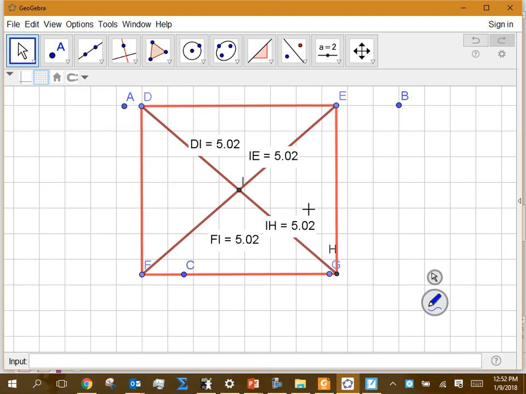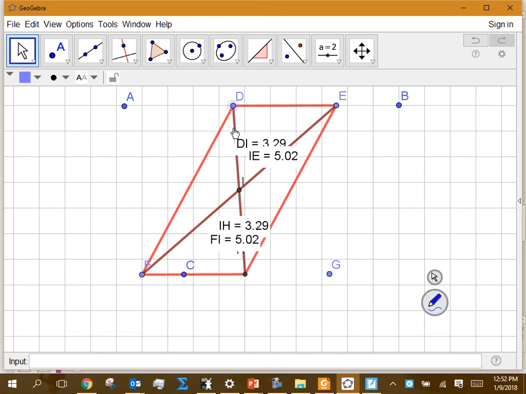But what do you recognize about all four parts of those diagonals? They're all the same. So what's that tell you about the original two diagonals of a rectangle? They're the same. One diagonal is 10.04 and the other one's 10.04, right? Is that true for a general parallelogram? Is that true for that parallelogram?